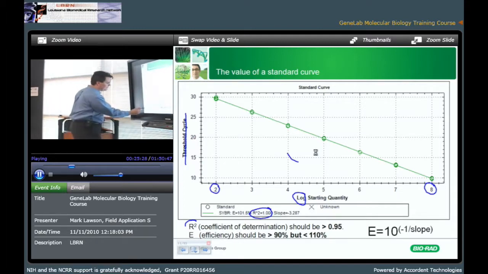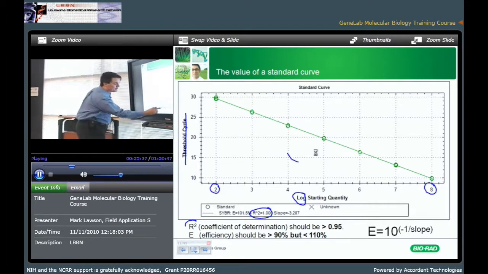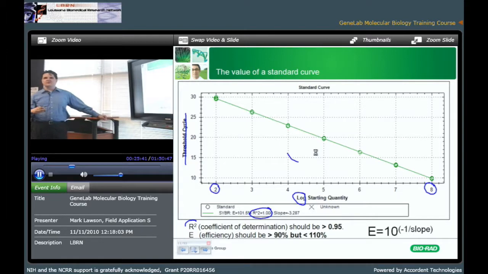The other thing we need to get is the efficiency. The efficiency is the actual copying efficiency. So it needs to be between 90 and 110%. Less than 90%, who can think of some reason why it might be less than 90%?